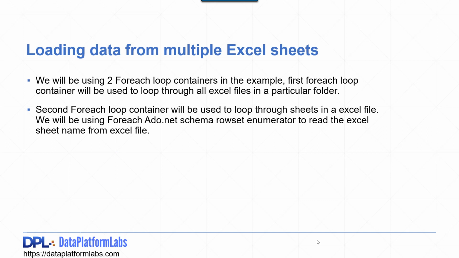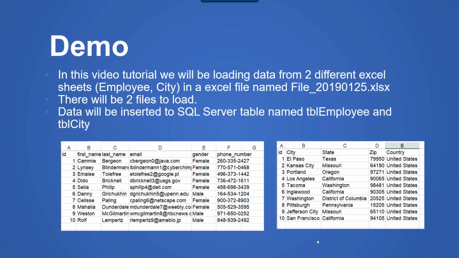So we will be using two foreach loop containers in this particular example. The first foreach loop container will be used to loop through all Excel files in a particular folder. The second foreach loop container will be used to iterate through sheets in a particular Excel file. We will be using the foreach loop ADO.NET Schema Rowset enumerator to read the Excel sheet names from the Excel file. So in this tutorial we will be loading data from two different Excel sheets.